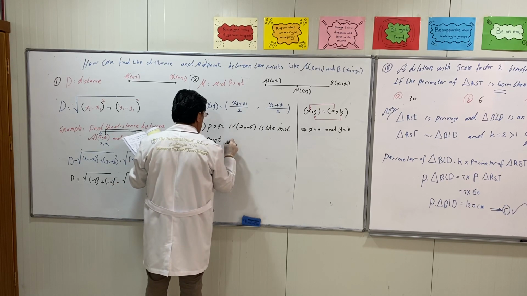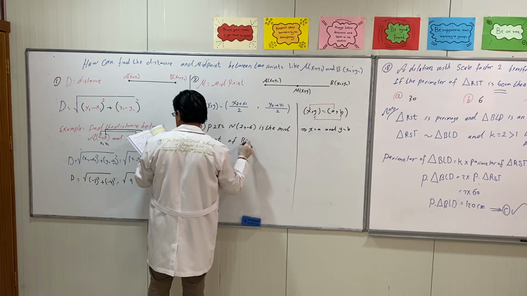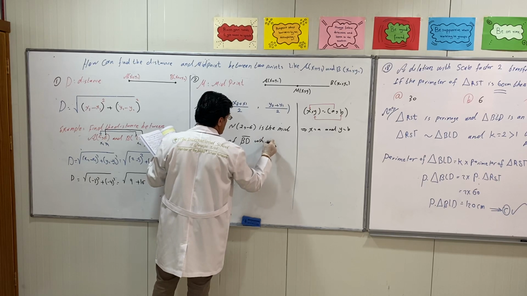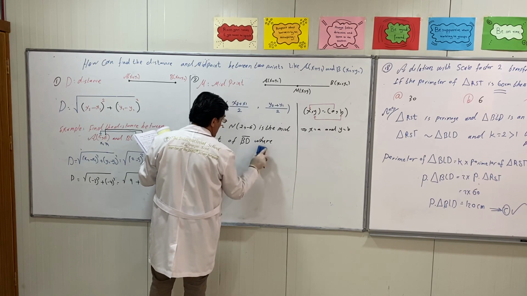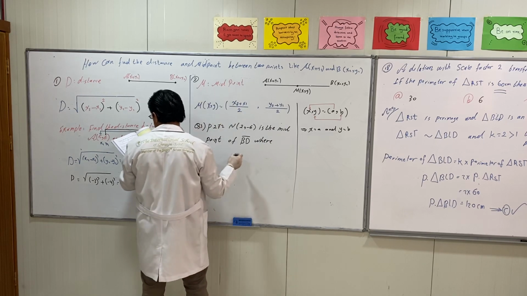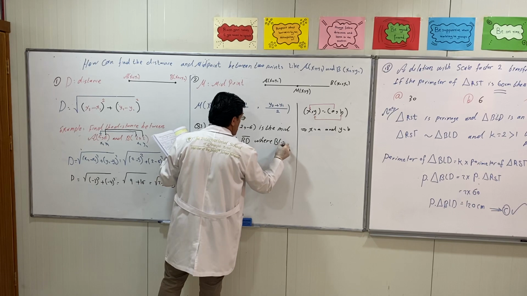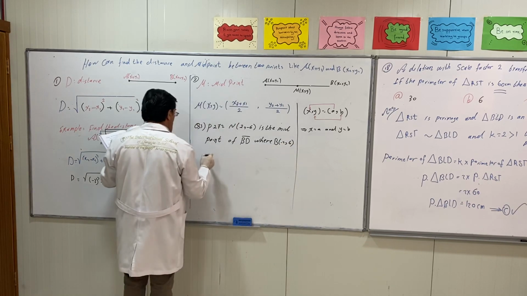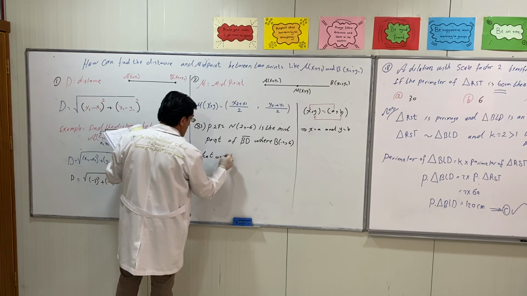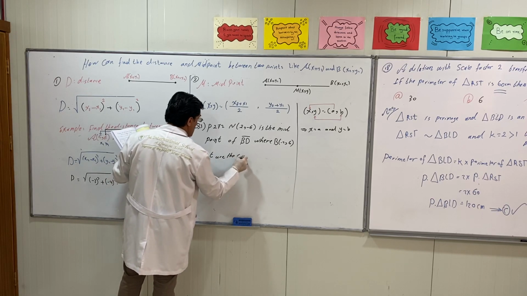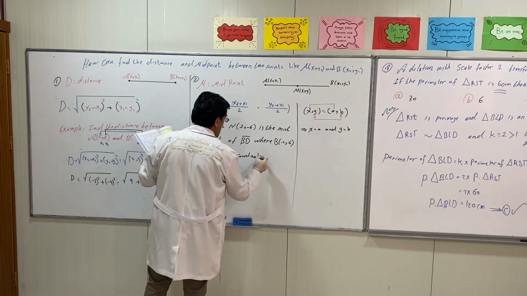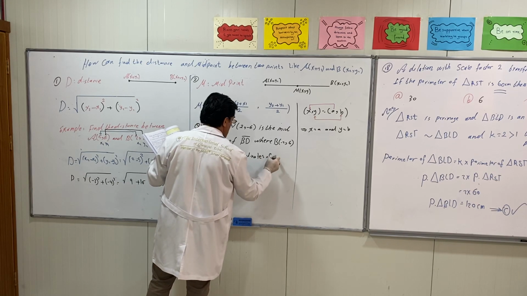N is the midpoint of segment BD, where B is given, B equal to (-2, 6). What are the coordinates of D?